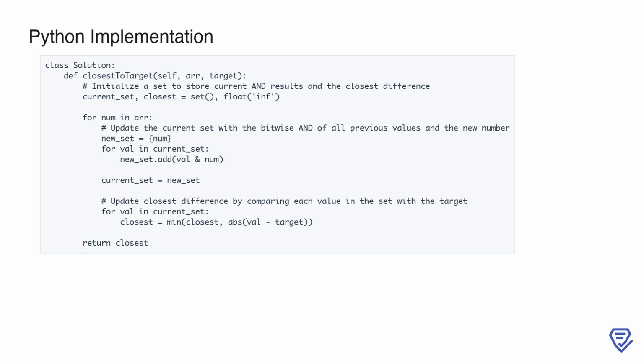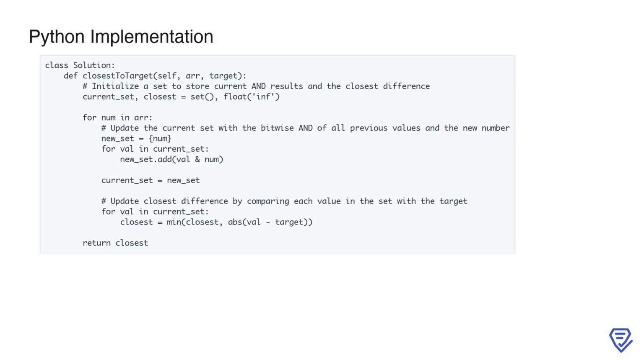This Python solution aims to solve LeetCode problem number 1521, Find a Value of a Mysterious Function Closest to Target, using an efficient bit manipulation approach. The solution begins by initializing two variables, current_set to track the ongoing results of bitwise AND operations, and closest to record the minimum difference found between a result and the target value. Closest is initially set to positive infinity to ensure that any valid difference will be smaller.